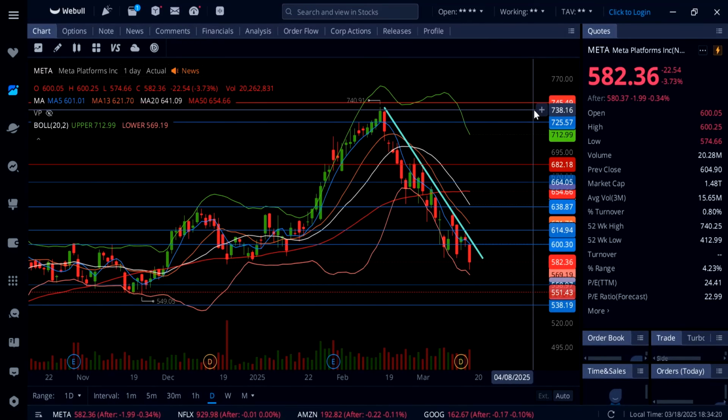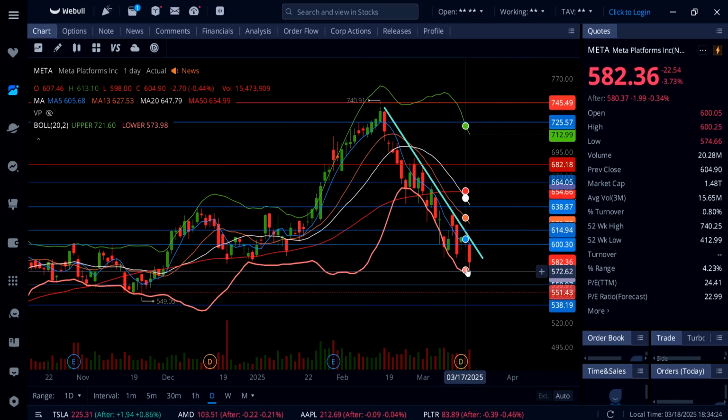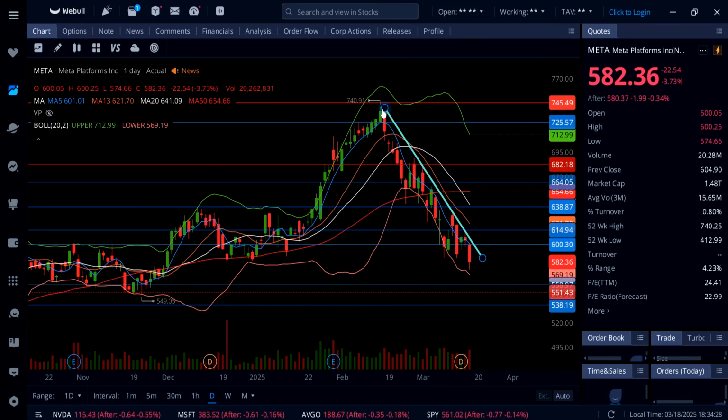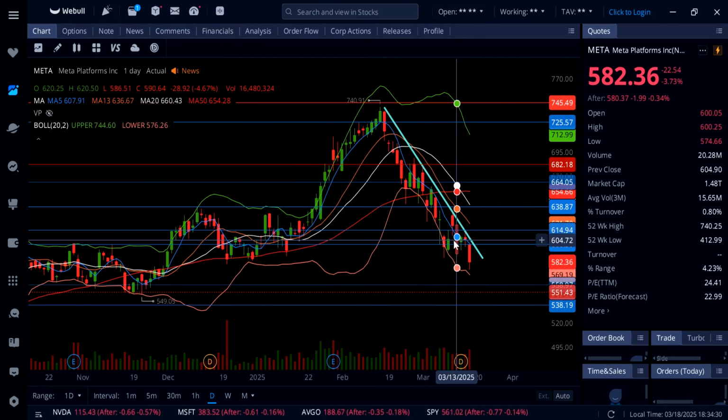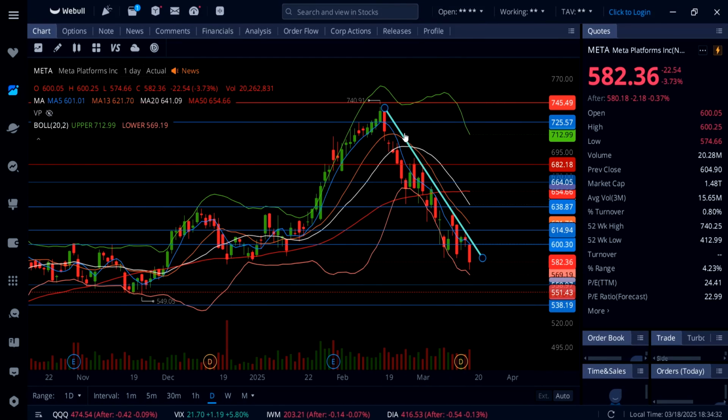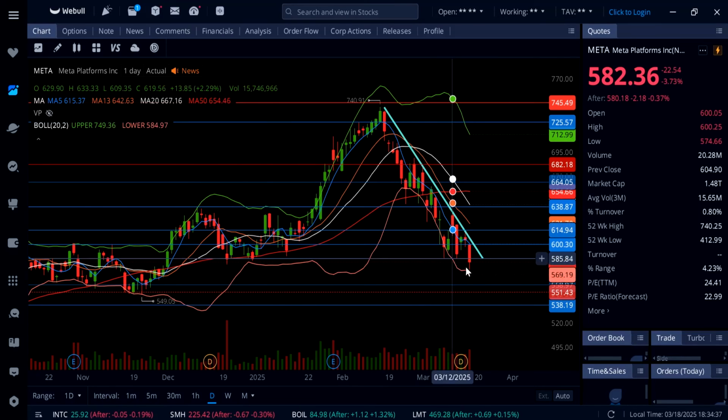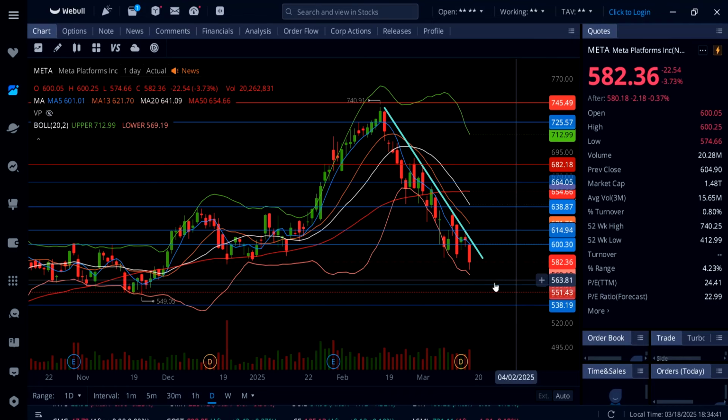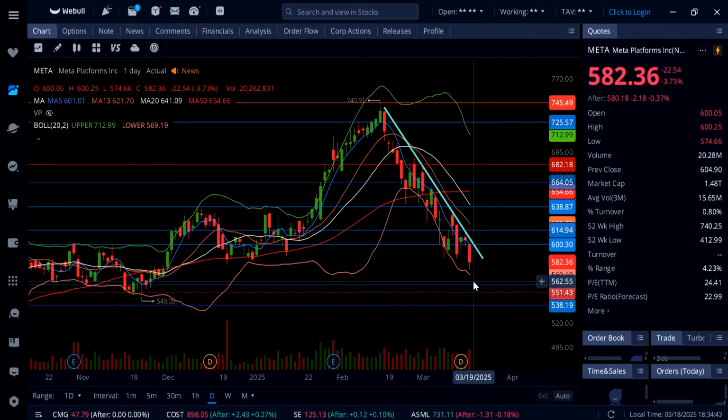On Meta, it's down over 3%, almost 4%. And you can see right here, guys, we came back up to 600. And this is the trend line here, this down trend line that is intact. And we did not get any breakout here on Meta. And now you can see, slowly but surely came all the way down to where? Close to the lower band, which is sitting at 569. Low for the day was 574.66.